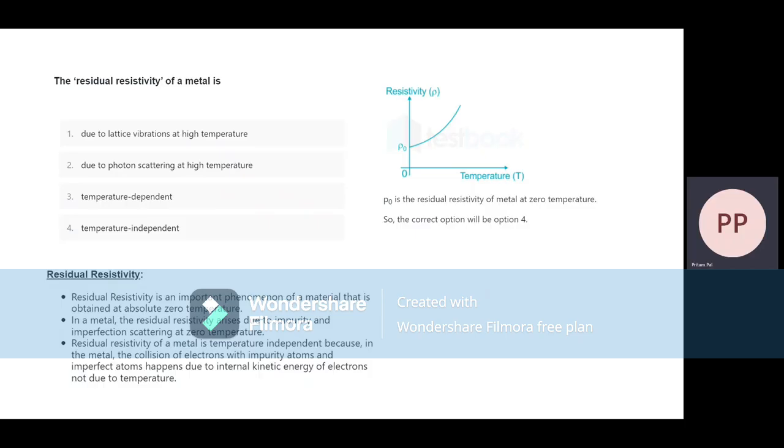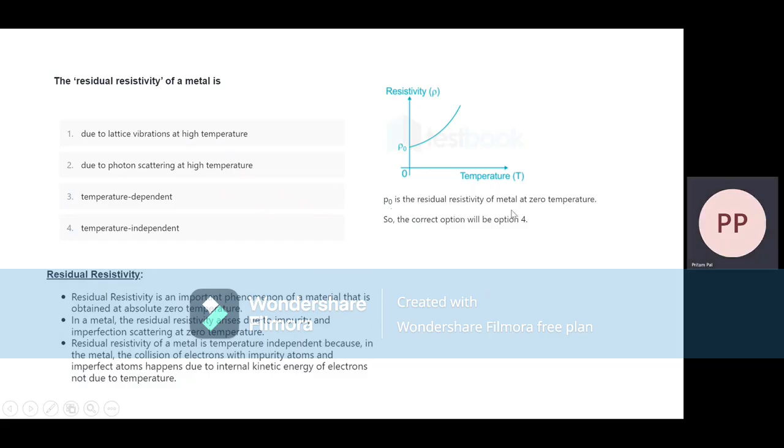So if we don't consider the electron-phonon scattering, the impurity factor will still be there at zero temperature, for which the residual resistivity arises in the system. The residual resistivity of a metal is temperature independent. The collision of the electron with the impurity and imperfect atoms happens due to the internal kinetic energy of the electron, not due to the temperature. So this is how it looks actually.